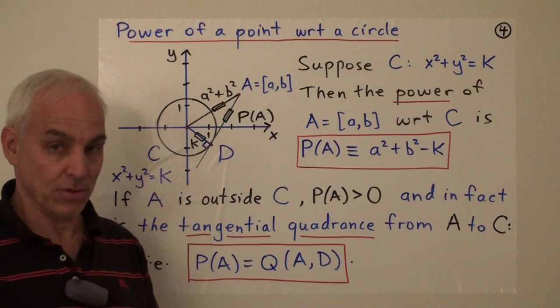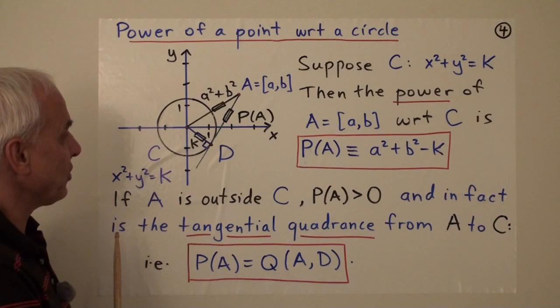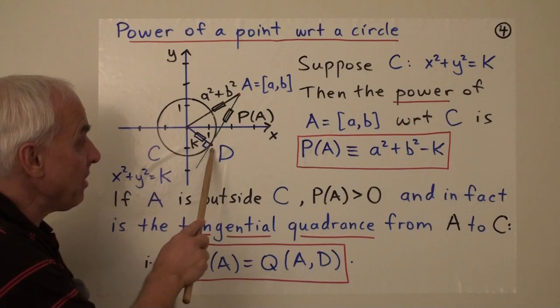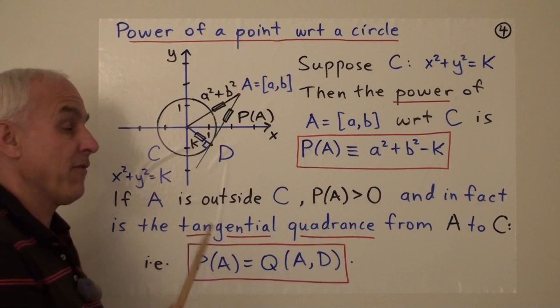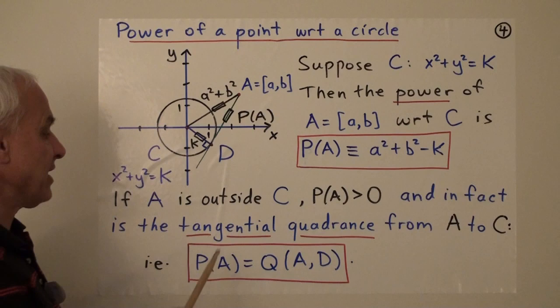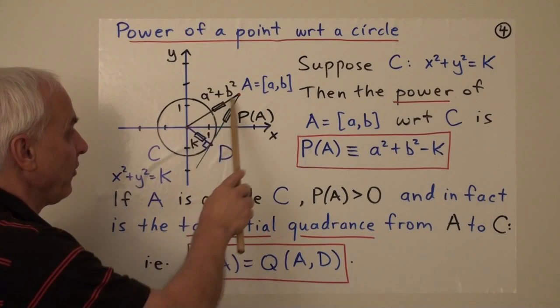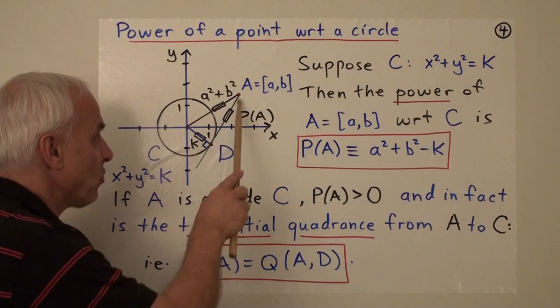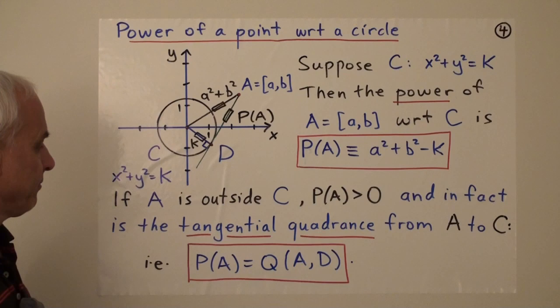So then we draw a tangent to the circle, and we have a look at this triangle, which is going to be a right triangle because this radius is going to be perpendicular to that tangent. So we have a right triangle, therefore we have Pythagoras' theorem, and we can see that P of A, then, is the tangential quadrance from A to C, because it's the difference between this quadrance here and this quadrance k. So on our diagram, P of A is exactly this quadrance here. That's what this power measures. In other words, P of A is the quadrance between A and D.